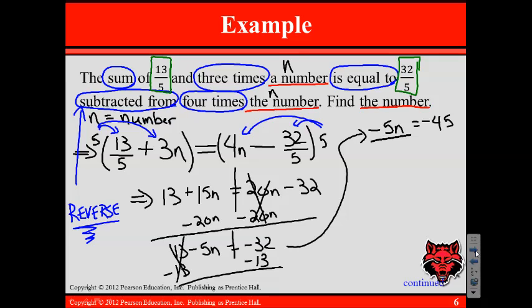We are multiplying negative 5 and n. To cancel, we will divide by negative 5. The negative 5's cancel on the left side and give us n equals negative 45 divided by negative 5 is positive 9.